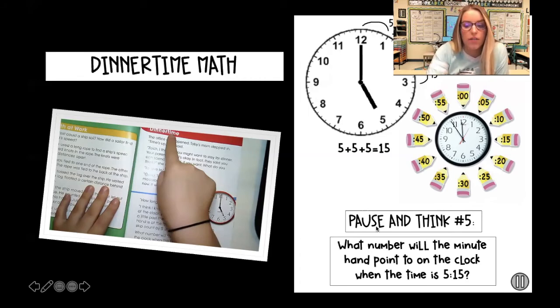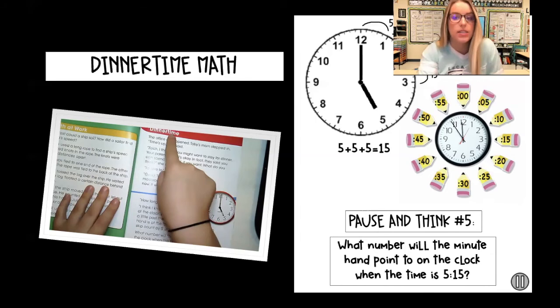All right, so our 5th pause and think question is, what number will the minute hand point to on the clock when the time is 5:15? So we just talked about that up there. Think about that, pause, and answer the question, and when you're done, come back.